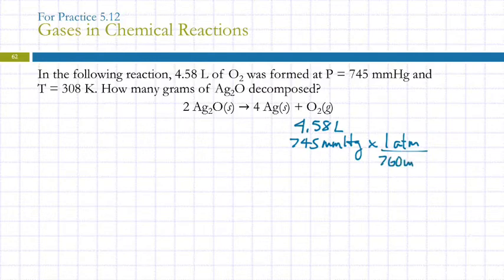Anybody wondering why we don't just measure things in atmospheres? Why do we have to do all this converting? Well, atmosphere is a very large unit, and so we end up with all these decimal places. So we just typically measure things in millimeters of mercury or torr instead.